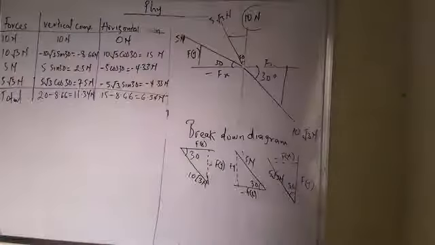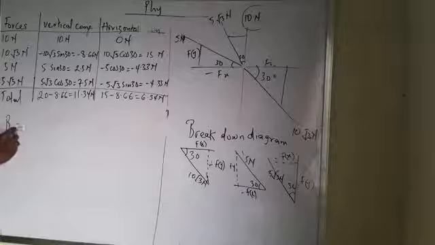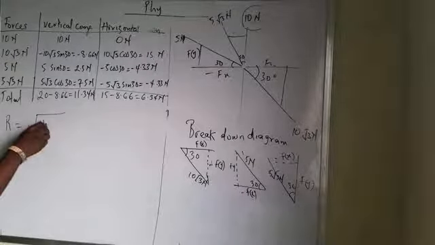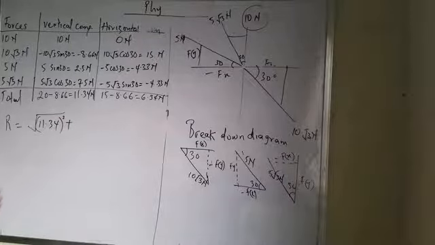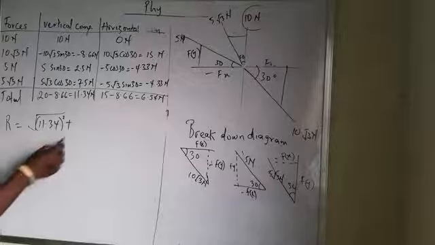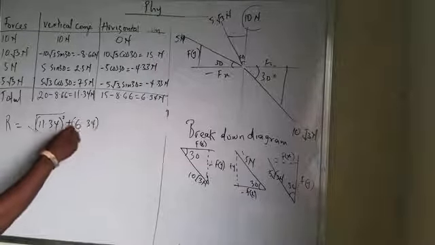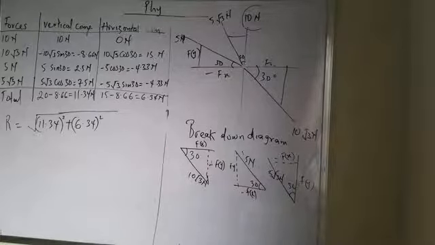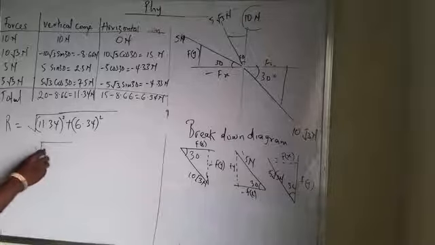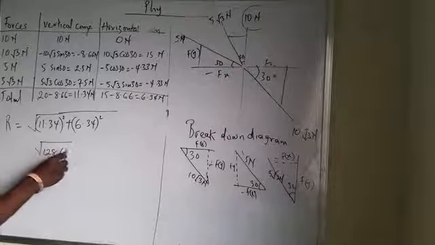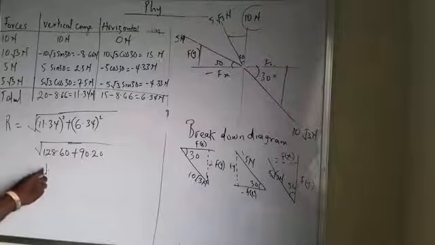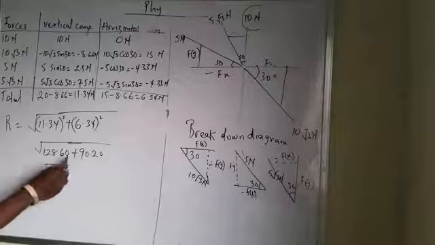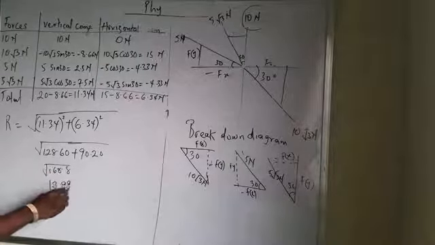Since I have this, I can continue with my resultant, which will be equal to the square root of 11.34 squared plus 6.34 squared, which we have done earlier. I will have the root of 128.60 plus 40.20. Now I will add up to the root of 168.8, which gives 12.99 Newton.